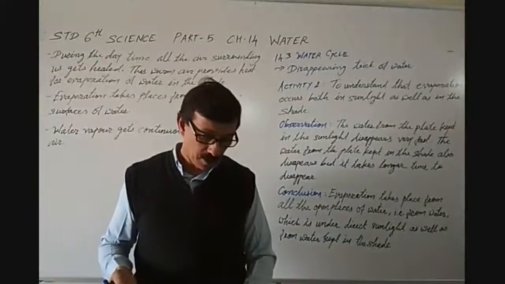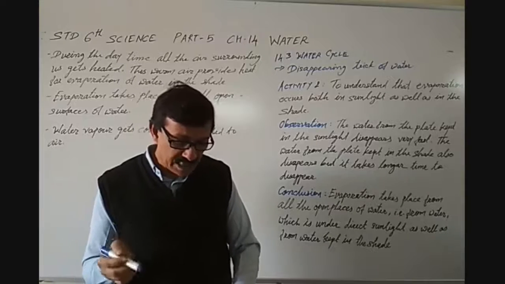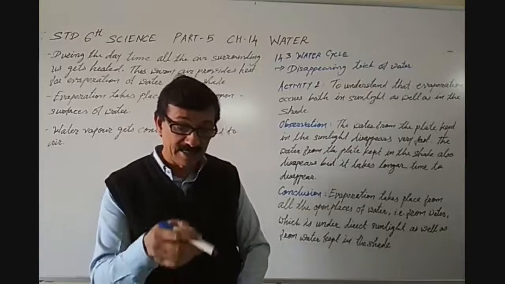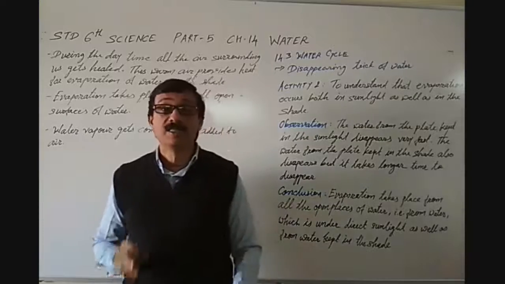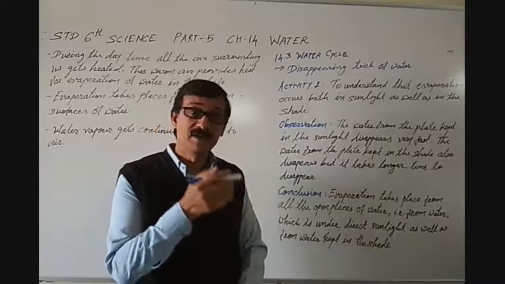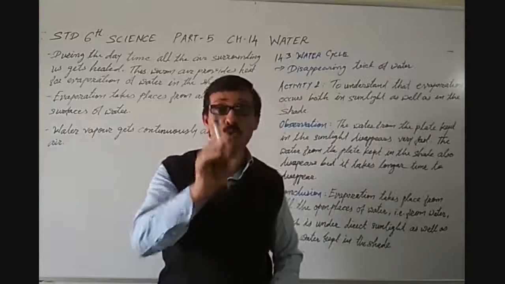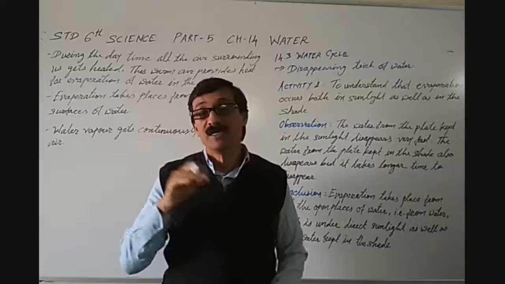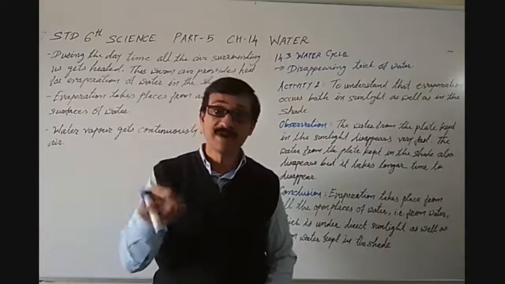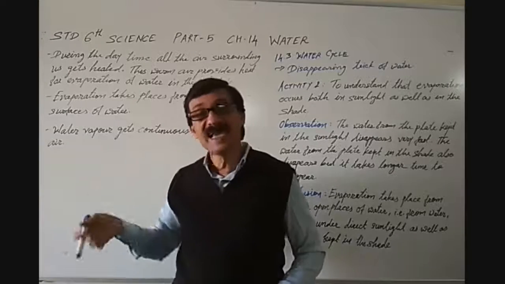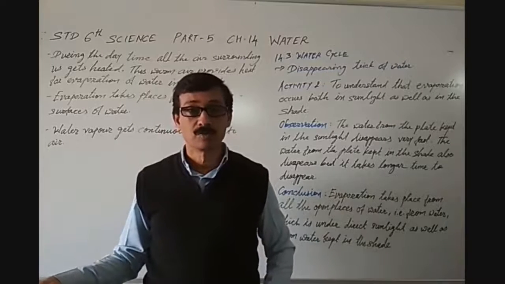In Activity 2, did you find that water also disappeared from the plant kept in the shade? See, if the water disappears from the plant kept in the sunlight within 1 hour or 2 hours, then after 6 hours, 8 hours, or after 1 day, the water will disappear from the plant kept in the shade also.